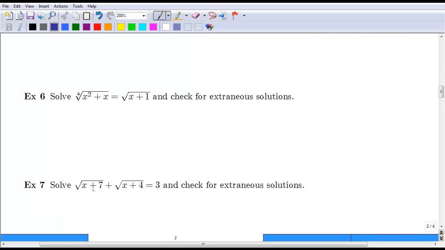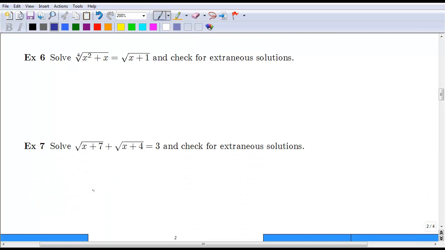We have a few more examples, a few more types to work through. In example 6, we've got a 4th root equal to a square root. So what we need to do is we need to take the root that is the highest power, which would be to the 4th power.